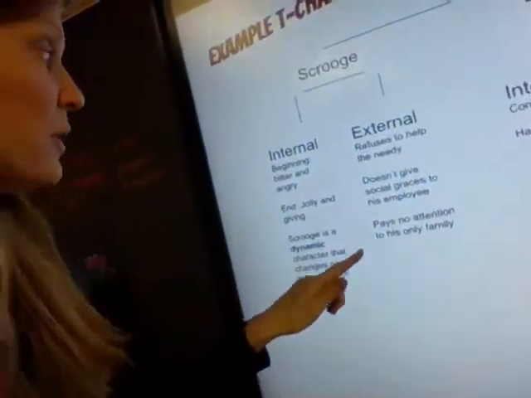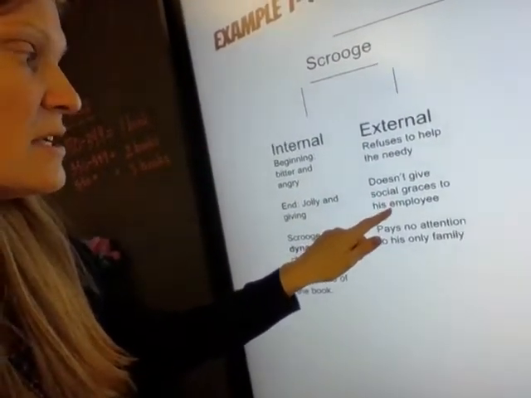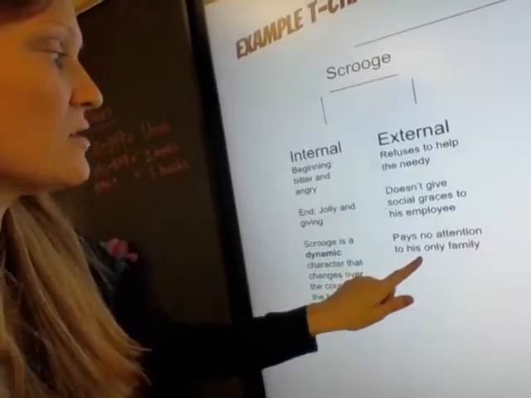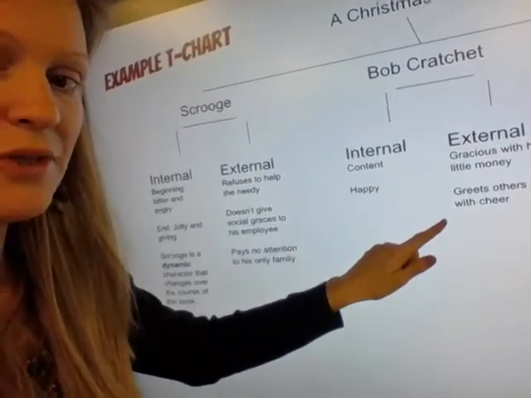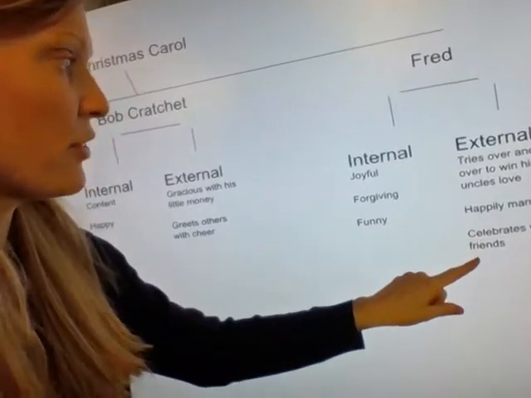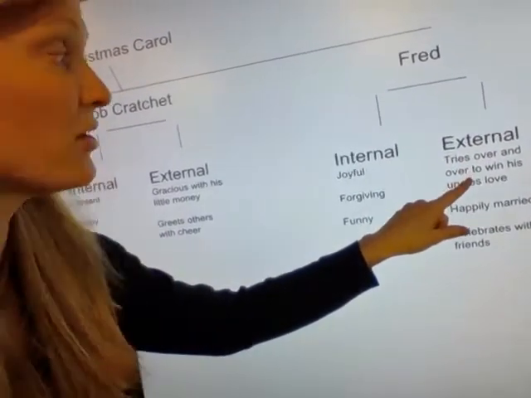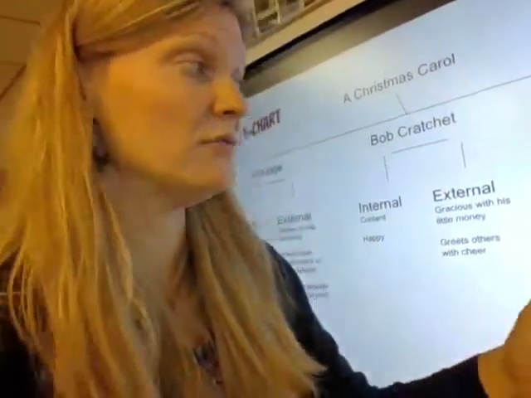For example, Landon had a really good idea for a dynamic character. He already knows how his character is going to change from the beginning to the end. So think about that. For external, what we could see for Scrooge is he refuses to help the needy. He doesn't give social graces to his employee, Bob Cratchit, and he pays no attention to his family. I went through and did that with Bob. I just listed a couple things for each person. With Fred, I put 3 things here. External, he tries hard to win over his uncle's love.